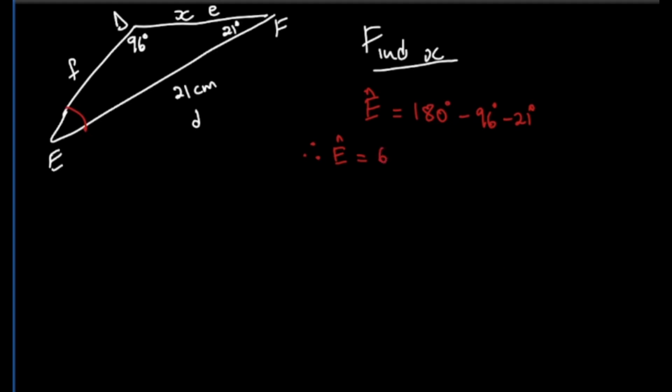So this will be 63 degrees. And what is the reason? The reason is the interior angles of a triangle add up to 180. That's the reason that you need to give them. So now that you have this as 63, this is where you're going to apply the sine rule. You understand? So now we can apply the sine rule.